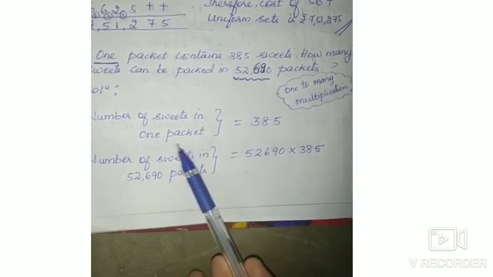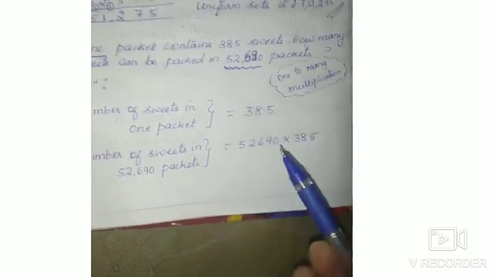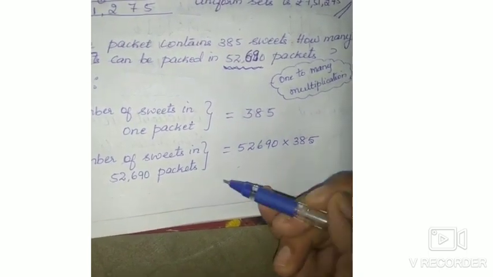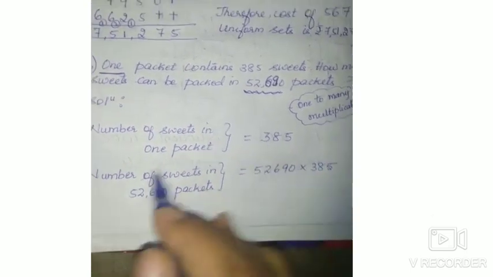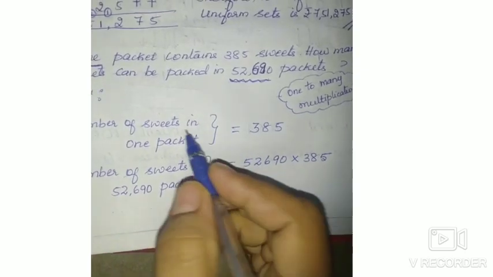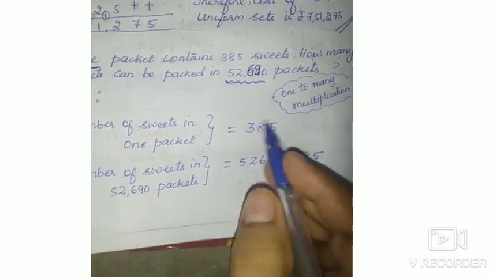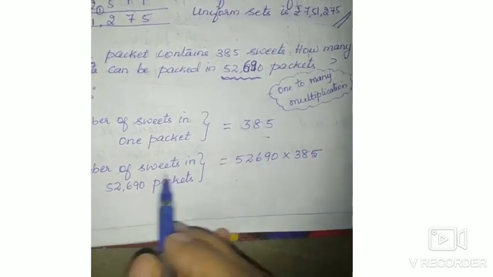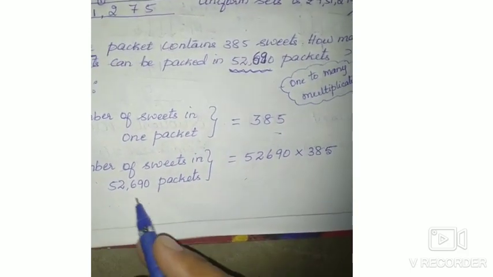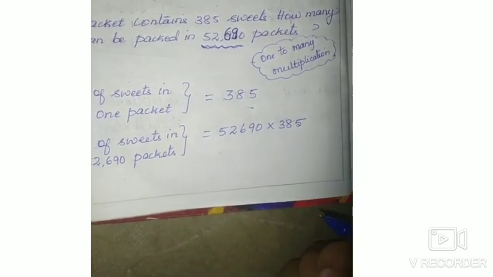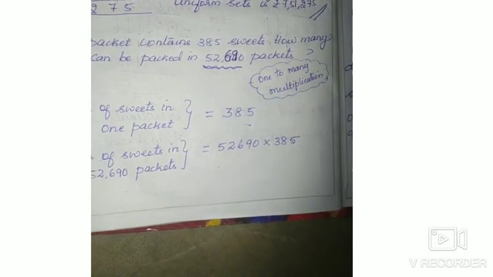So here, number of sweets in one packet. As you know, children, whenever you write is equal to, it should be in the same line or same column. So here I have taken the flower bracket to simplify this. Number of sweets in one packet is 385. Number of sweets in 52,690 packets is multiplied by 385. Now let us start multiplication.